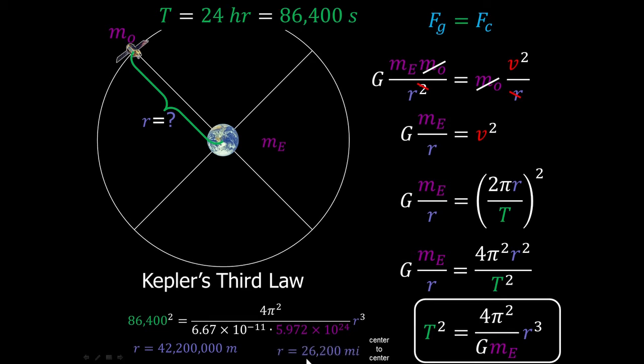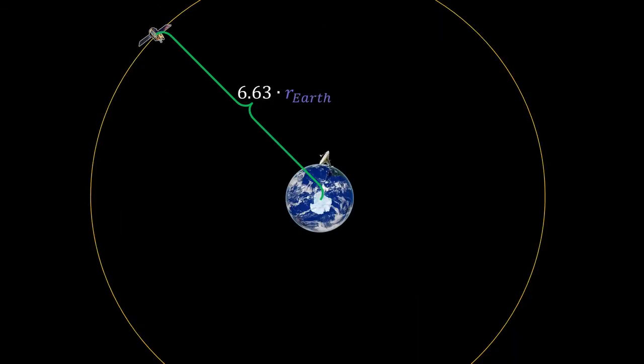That's 26,200 miles out there, which is from the center of the Earth to the center of the satellite. Now, the radius of the Earth is about 4,000 miles. So if you were talking about not center to center, but from surface to surface, it'd be about 22,200 miles from the surface of the Earth out to there. And if you do that, it's going to take exactly 24 hours for that satellite to go around the Earth, and the Earth goes around every 24 hours. It would be in geosynchronous orbit.